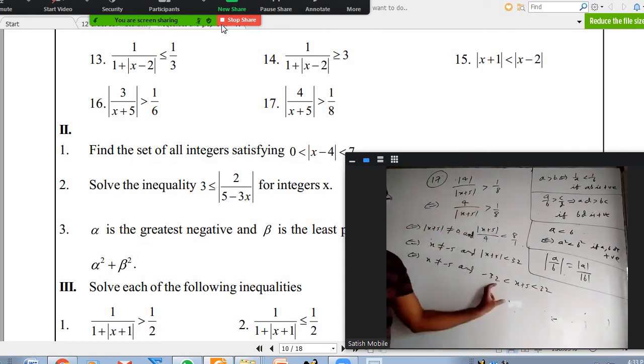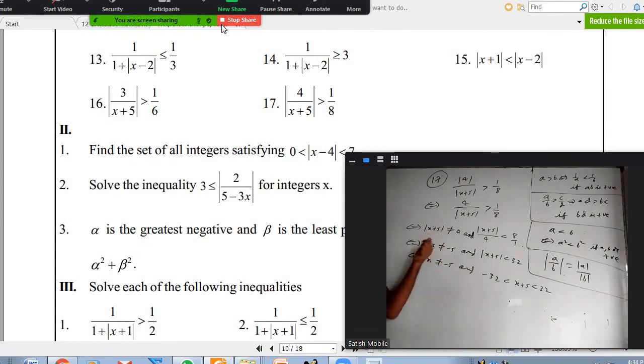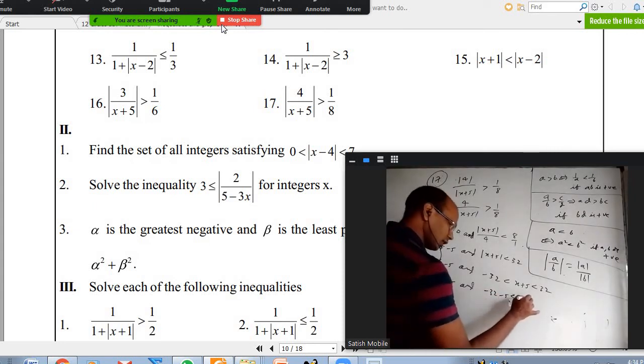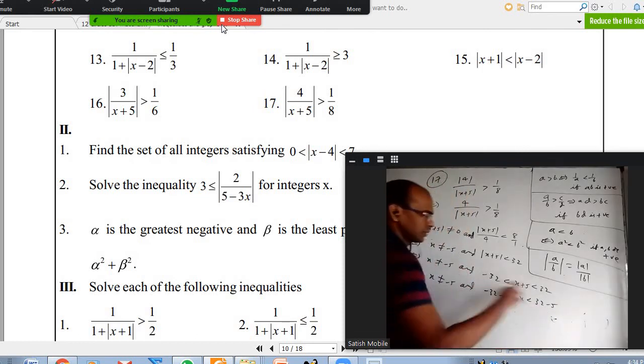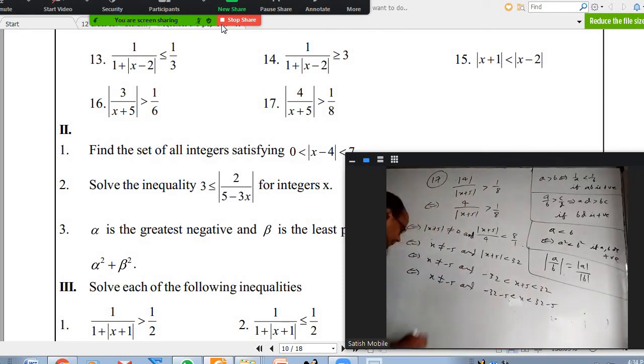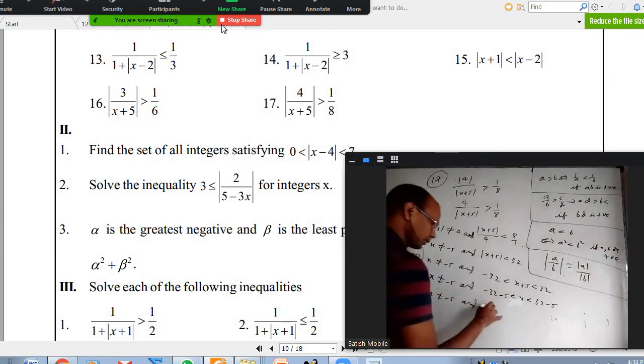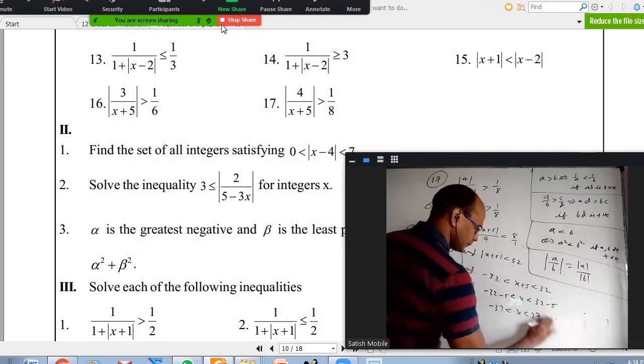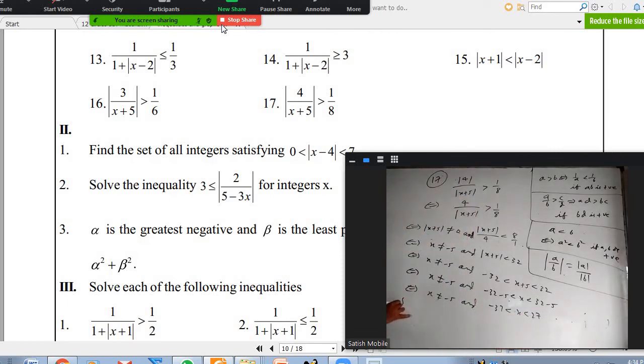I'm sure all of you can write this part, but be careful about this. You should also write this, very important. The denominator should never be 0. X should not be minus 5. Then subtract 5: minus 32 minus 5 less than x less than 32 minus 5, adding minus 5 everywhere. So it should not be minus 5, and minus 37 less than x less than 27. So the solution set.